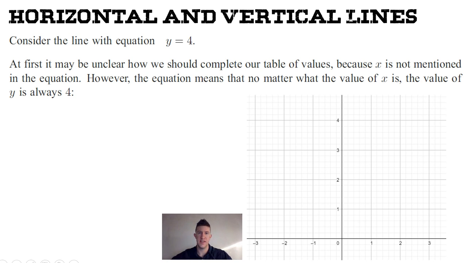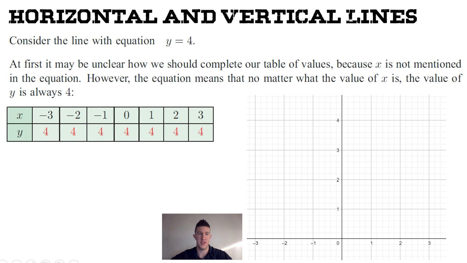Okay, so in this section we're looking at horizontal and vertical lines. If we consider the equation y equals 4, at first it may not be clear exactly how we should complete a table of values because there's no x in the equation. However, the equation means that no matter what the value of x is, y is always equal to 4, so if I plot my table it would just look like this.